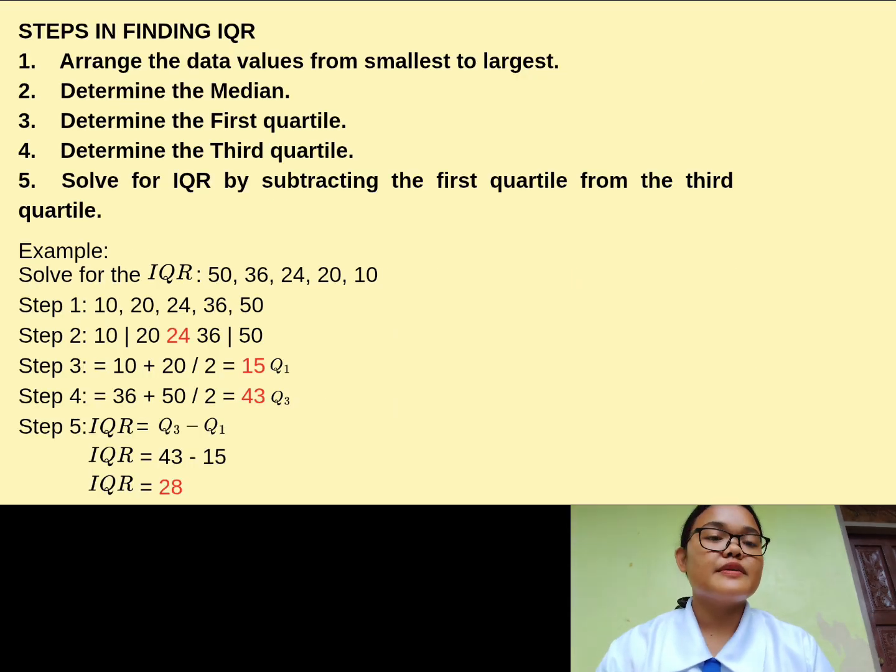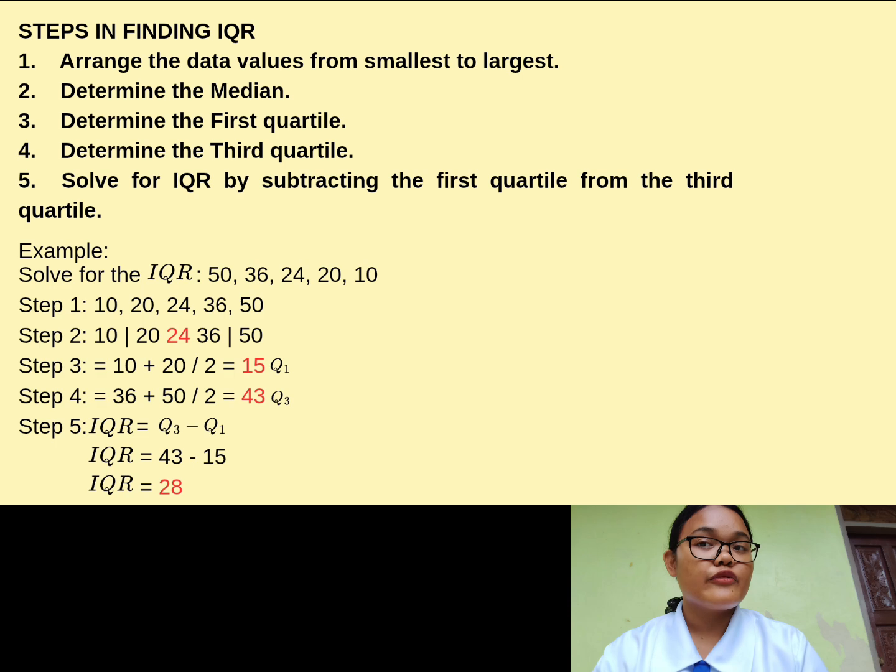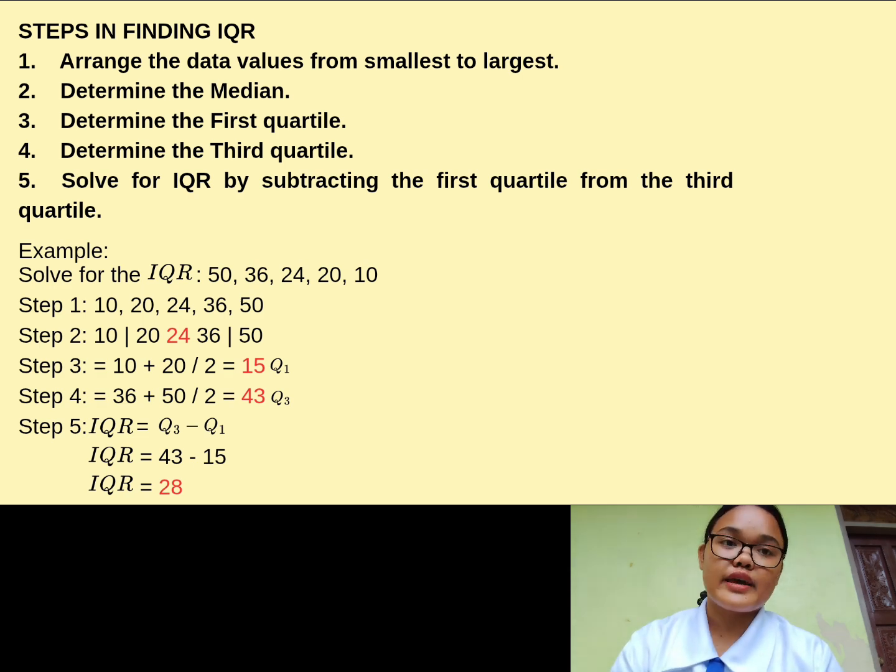We have here the steps in finding the IQR. The first one is to arrange the data values from the smallest to largest. Next is to determine the median. Next is to determine the first quartile. Next is to determine the third quartile. And the last is to solve for IQR by subtracting the first quartile from the third quartile.